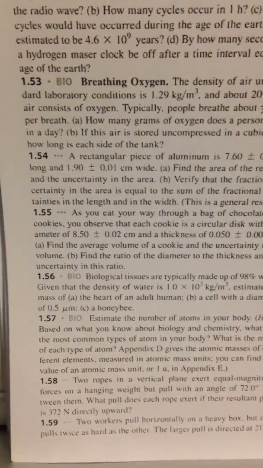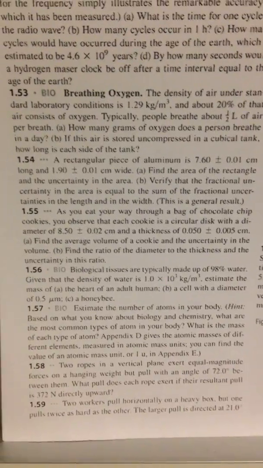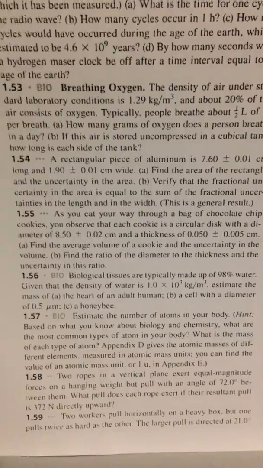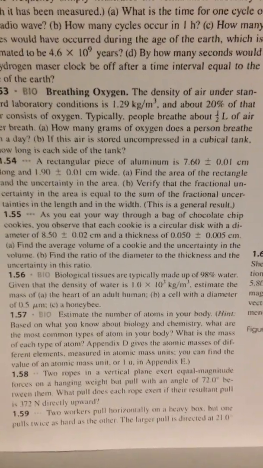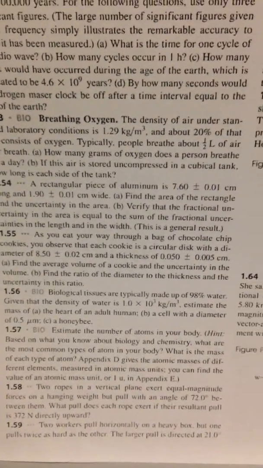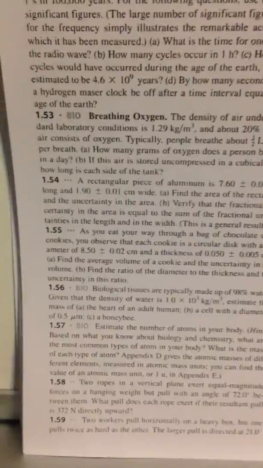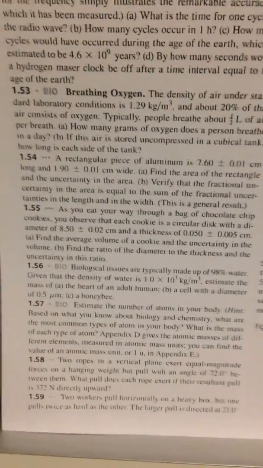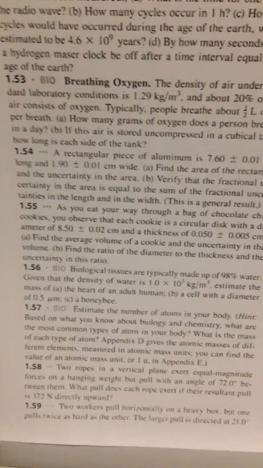As you eat your way through a bag of chocolate chip cookies, you observe that each cookie is a circular disc with a diameter of 8.5 plus or minus 0.02 centimeters and a thickness of 0.050 plus or minus 0.005 centimeters. First, in part A, we need to find the average volume of a cookie and the uncertainty in the volume. B, we need to find the ratio of the diameter to the thickness and the uncertainty in this ratio.